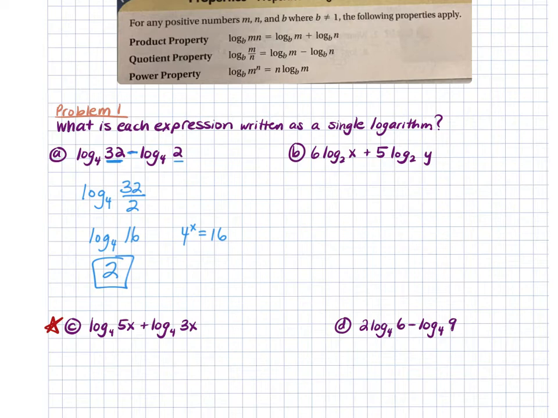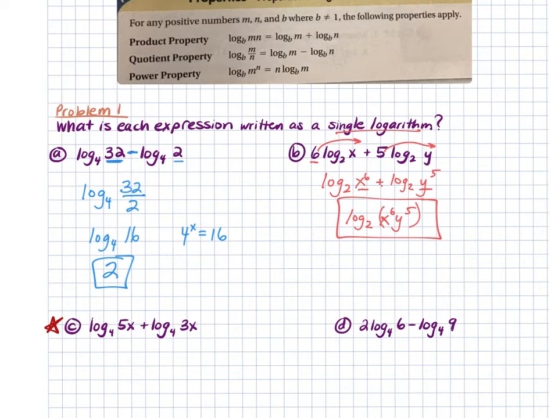Okay. And then this one here, you can see we have a constant out in front. If we are turning this into one single logarithm, we're going to move this constant up to the exponent of our factor here. So log base 2 of x to the 6th plus log base 2 of y to the 5th. Then we can combine these all under log base 2, and since we're adding logs, we can just multiply them: x to the 6th, y to the 5th. So this is log base 2 of x to the 6th, y to the 5th.